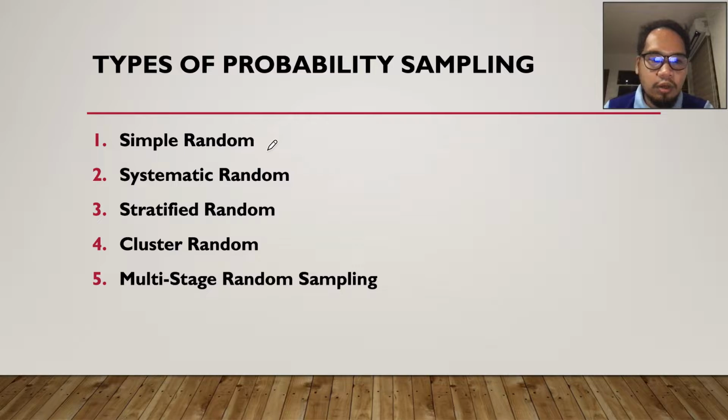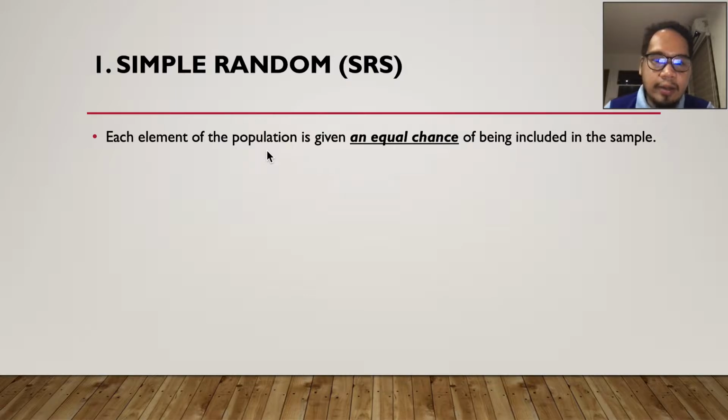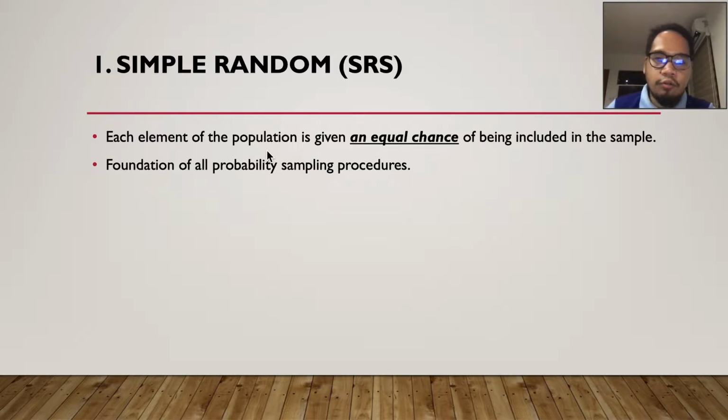In some books, they call this SRS, or simple random sampling. Here, in simple random sampling, everyone is given an equal chance to be included in the sample. This is actually the foundation of all the sampling procedures that we have. Though there are assumptions when we use this.